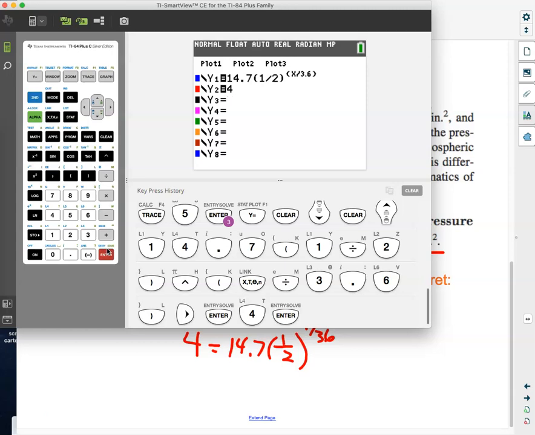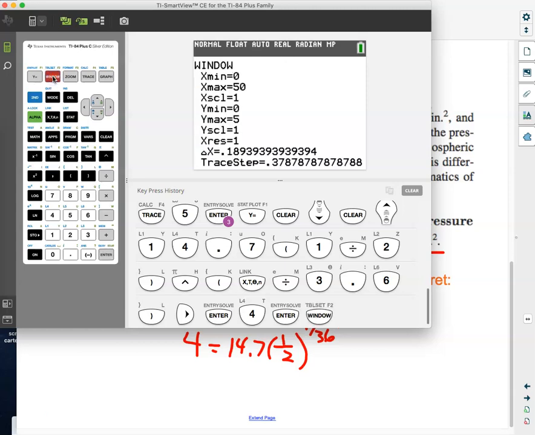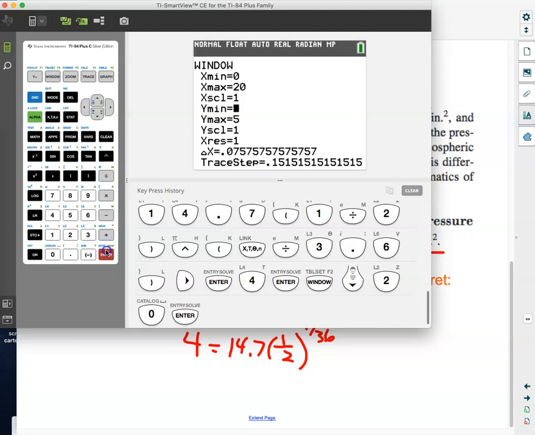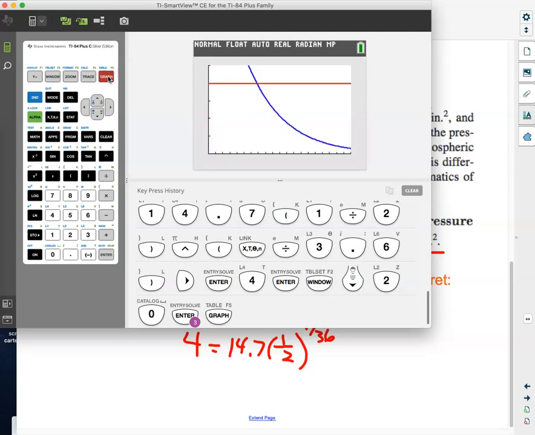So, window time. Well, we're talking about the height, and this is the height above sea level. So, I don't know, we'll just pick something and go with it. Let's try maybe 0 to 20. And I have to be able to see 4, so maybe 5 would be good enough. Let's give it a try, and then we can change it. Oh, nope, that's going to work. I can see it. So second trace, number 5, enter, enter, enter.